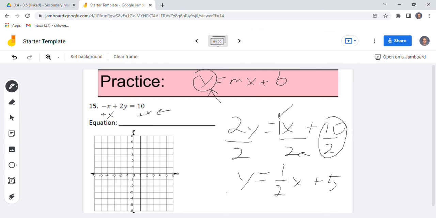So there is our slope-intercept form. We can see y equals mx plus b. So that's what we're going to write down here in the space for equation. Stick that right there. And then we have our slope and our y-intercept.